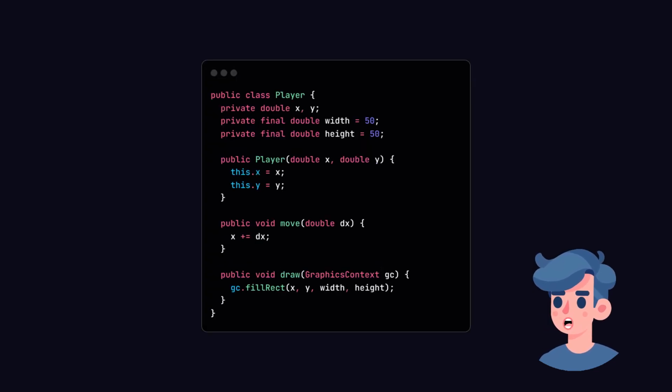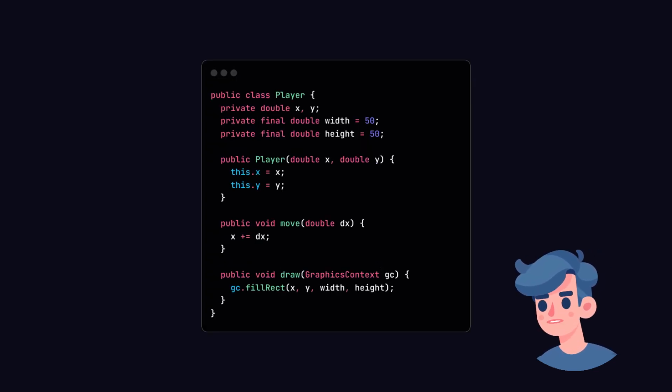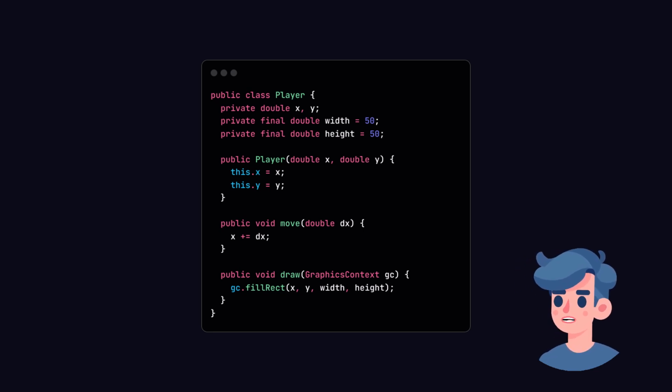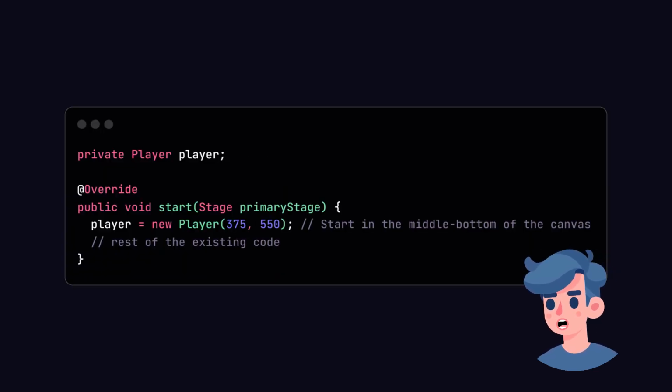Now, let's implement a player character. We'll need to create a simple player class that holds the player's position and a method to draw the player on the canvas. With our player class implemented, we can now create an instance of the player in our game app. Let's add this to our game app class.